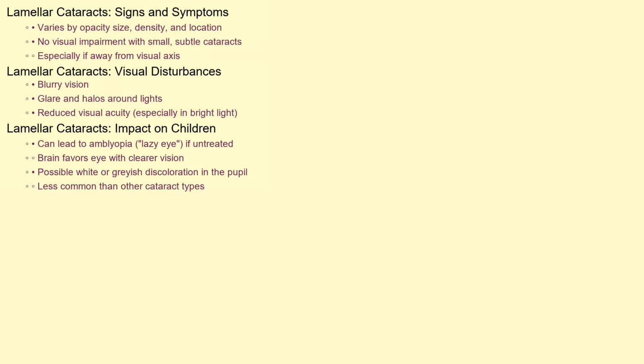In children, lamellar cataracts can lead to amblyopia, or lazy eye, if not detected and treated early, as the brain learns to favor the eye with clearer vision. Parents might notice a white or grayish discoloration in the pupil, although this is less common than with other types of cataracts.